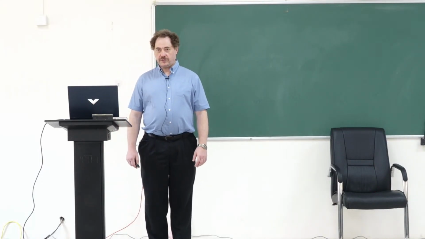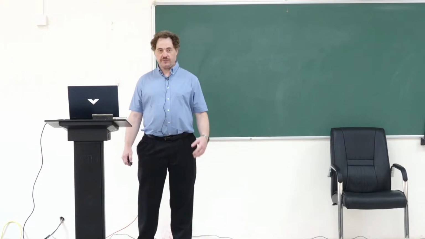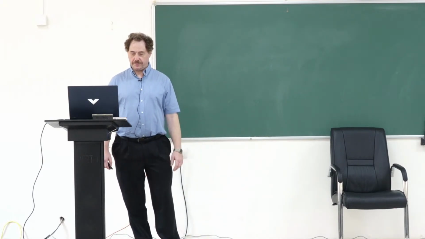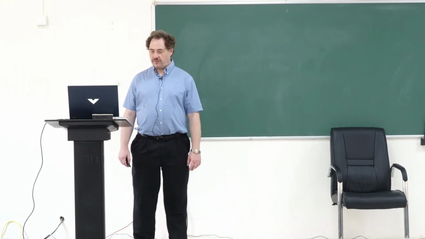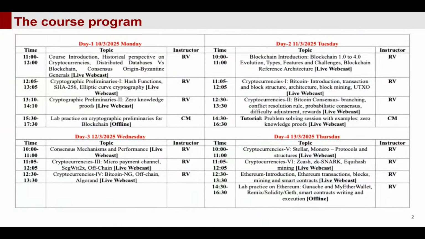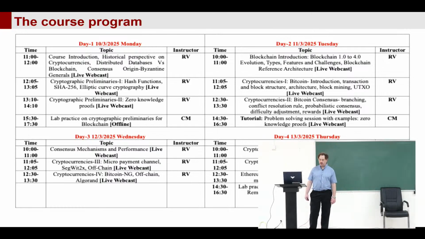This is the program of the course. You already have access to the information. I just wanted to give an overview of different topics. Today, I already mentioned what we are going to cover. The first 3 lectures would be mostly about preliminaries. The second and third lectures would be about cryptographic preliminaries: hash functions, elliptic curve cryptography, zero-knowledge proofs. Then there would be a lab practice on cryptographic preliminaries, so the students would be able to get some practical knowledge about the cryptographic technology.